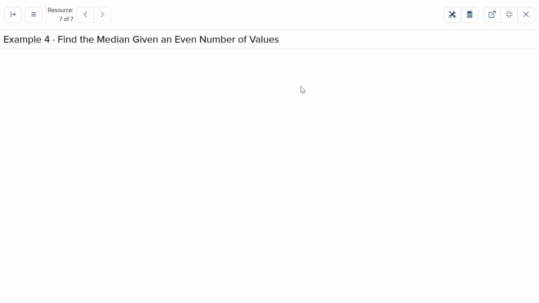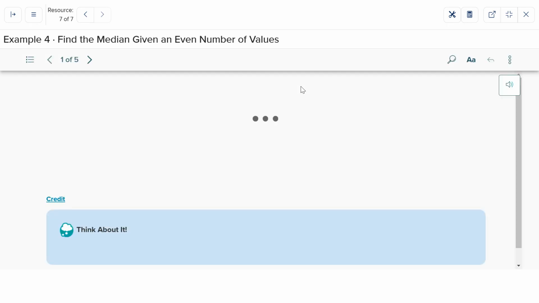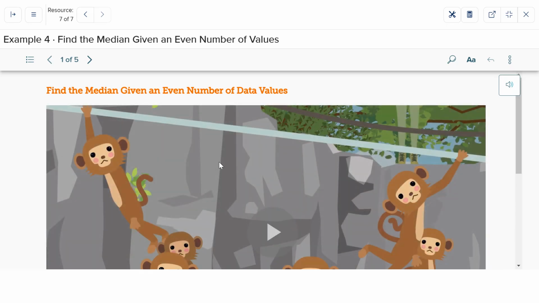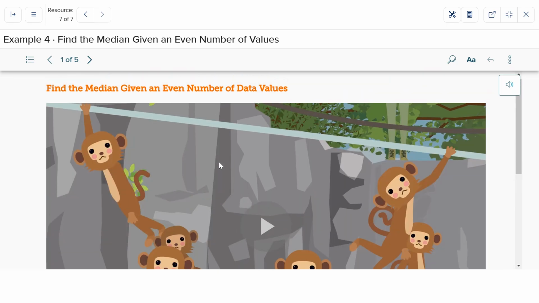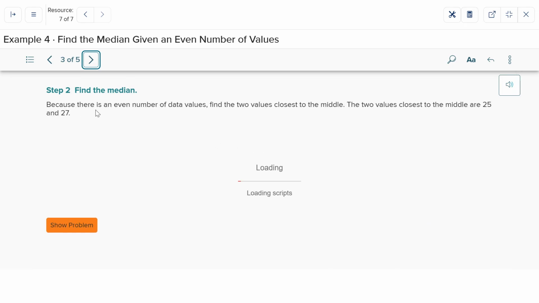Now we're going to do it one more time here, but this time they're going to give us an even number of values. So we have one extra step basically. The same idea as this. Because there's an even number of data values.